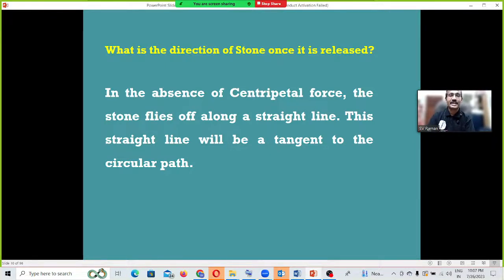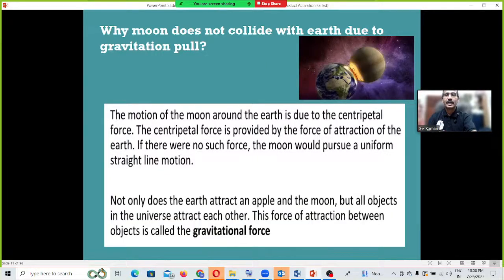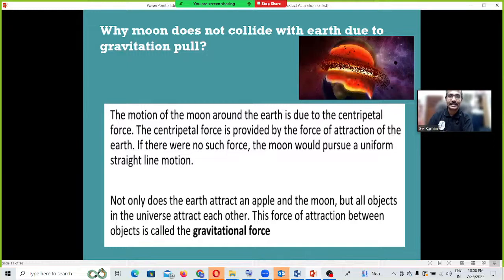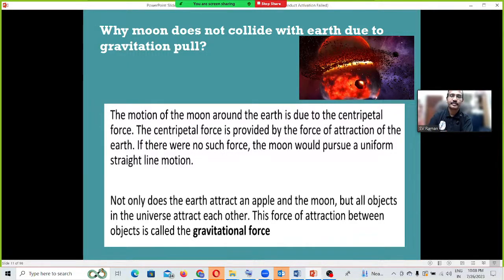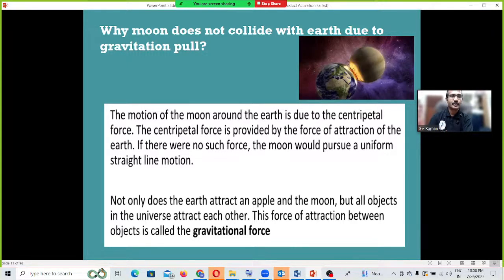In the absence of centripetal force, for example, if you remove the thread and do not apply the force, what happens? The stone flies off along a straight line. This straight line will be a tangent to the circular path. Clear? Now, why does the moon not collide with the earth due to gravitational pull?